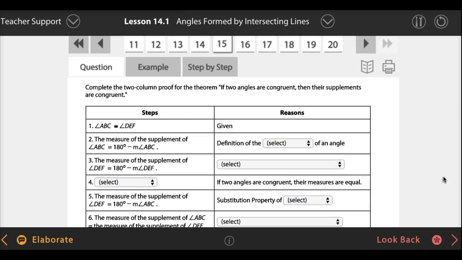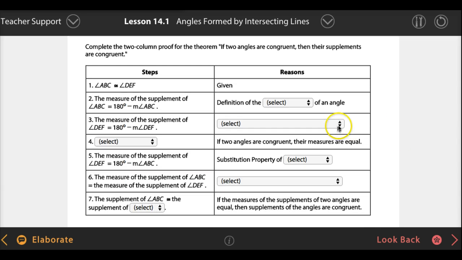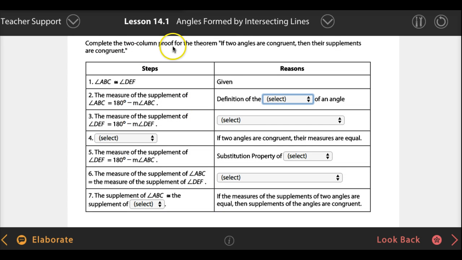So I told you that I'm going to give you a question that looks like this, right? Because it's important that you know how to do proofs, but you don't have to do it yourself. Everything is given to you, and you just have to select what the correct answer is for the reasons over here. So it says complete the 2-column proof for the theorem. If two angles are congruent, then their supplements are congruent.